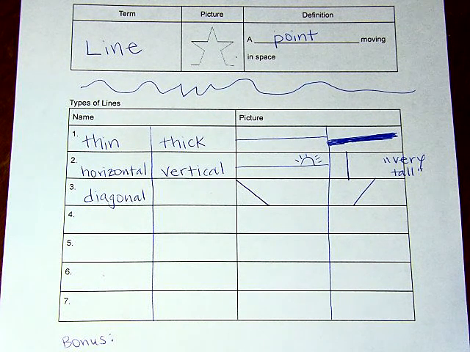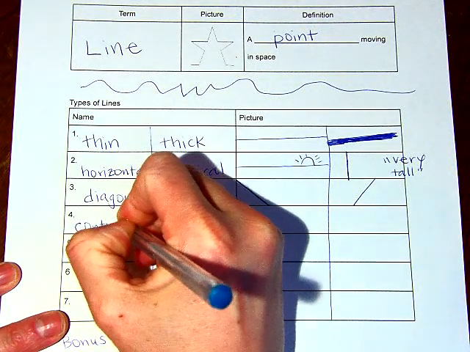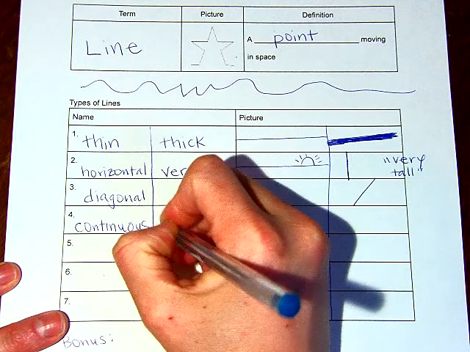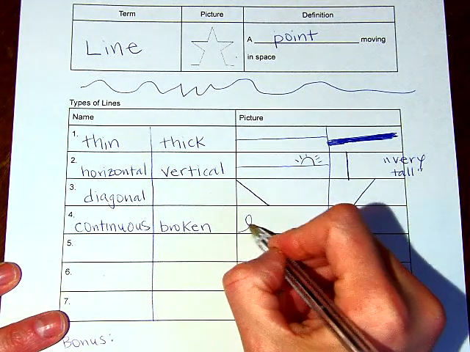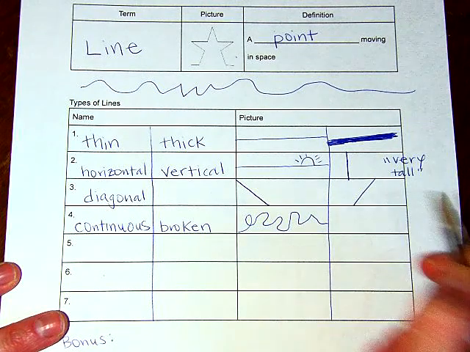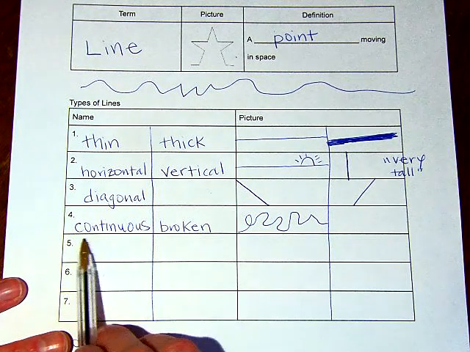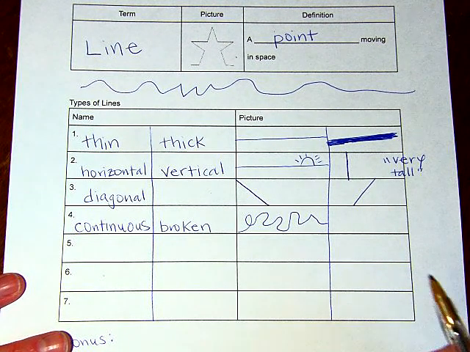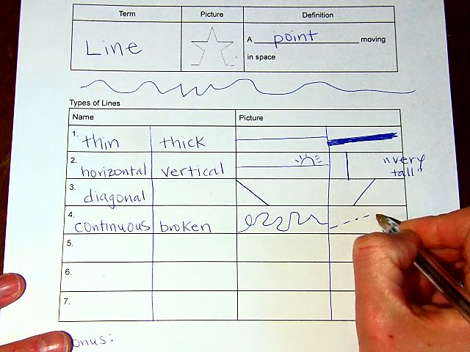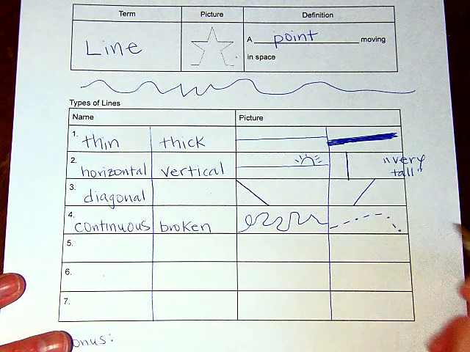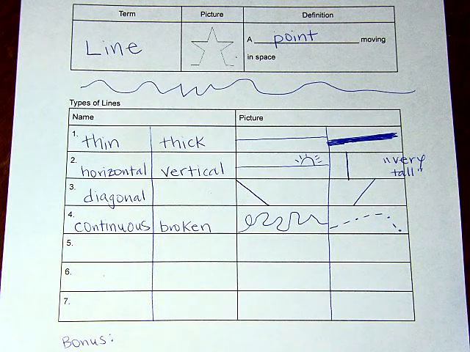All right, number 4, we're going to have continuous. And we're going to have broken. So continuous is just a line that continues. It can be a straight line. It can be a silly line. It doesn't matter. But continuous just means it continues. Once the pen goes down, it doesn't stop. A broken line is anything that isn't straight, isn't connected, but you can tell that it is forming a line. So that's a broken line.